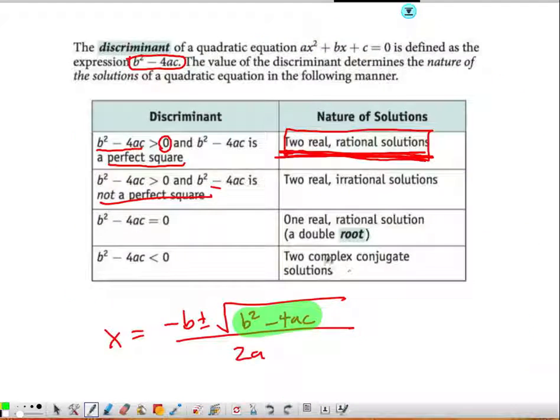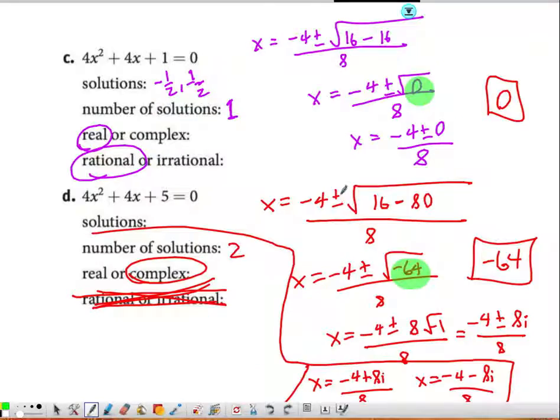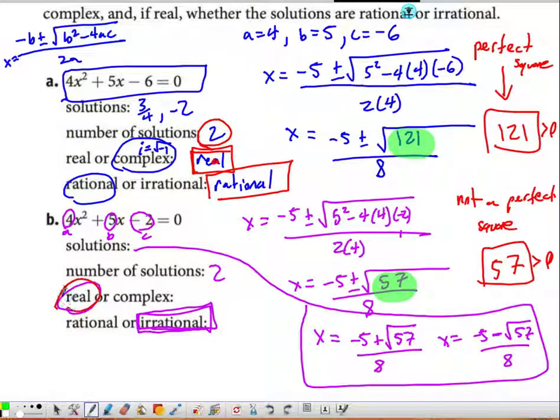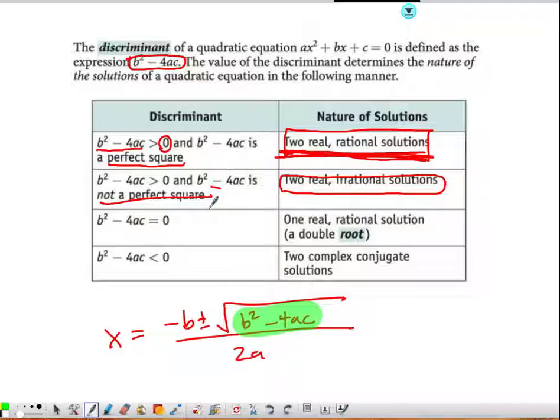So if it's not a perfect square and it's greater than 0, then we're going to have two real irrational solutions. Is that what we determined here? Yes. We found out they were two real irrational solutions. So the table is definitely being consistent. Now let's take a look at the next one.